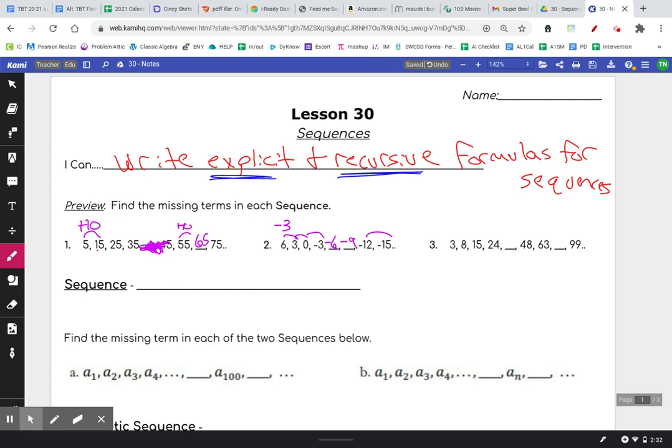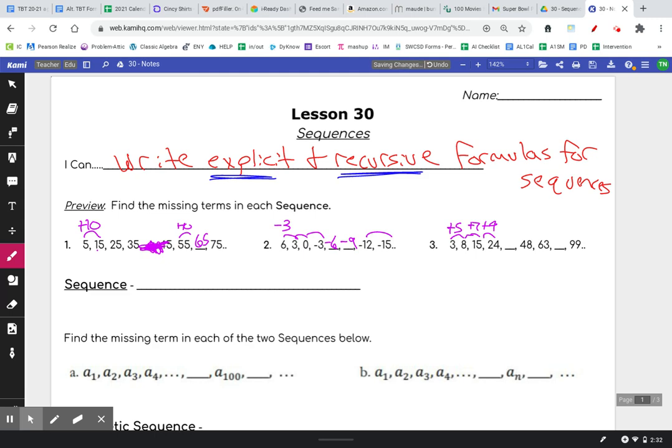This next one here, we see 3, 8, 15, 24, blank, 48, 63, blank, 99. So we're looking for some kind of a pattern here, right? From 3 to 8 is plus 5. Is it plus 5 again? 8 plus 5 is 13? No. So 8 plus what number is 15? That would be plus 7. This one here looks like 15 plus 9 would be 24.